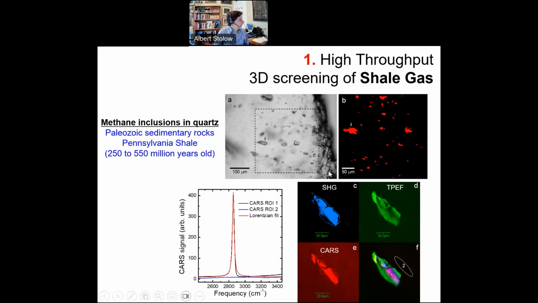So if I do in red here the CARS imaging, I can see, in fact, that there's methane because I can assign the Raman spectrum of methane, and I know that these gas bubbles contain methane. There's also some higher hydrocarbons that give fluorescence, and there's also a little bit of second harmonic generation, which tells me there's some crystallinity. So by doing these things simultaneously, I can see the spatial distribution of crystalline structures, the methane and higher hydrocarbons in a completely non-contact, non-demolition way.